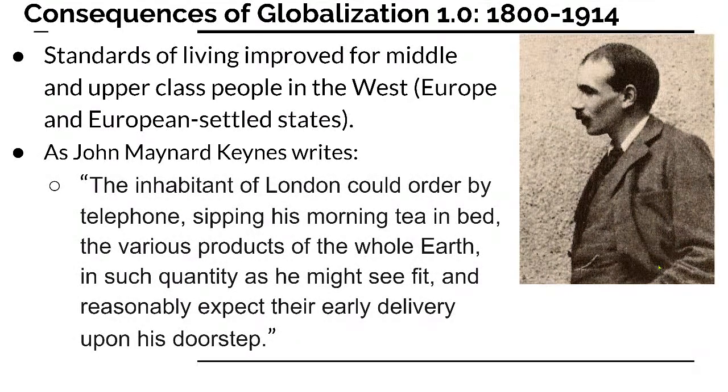Anyway, John Maynard Keynes writes, "The inhabitant of London could order by telephone, sipping his morning tea in bed, the various products of the whole earth, in such quantity as he might see fit, and reasonably expect their early delivery upon his doorstep." I mean, this sounds a lot like Amazon Prime, but 100 years ago. But if you were a wealthier citizen of London, you really could do this.